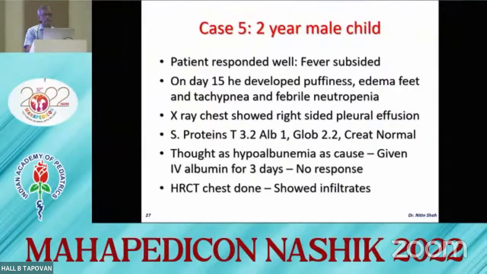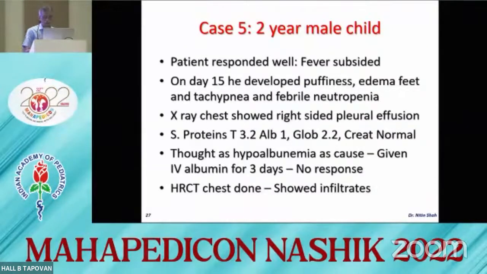Total proteins have fallen further to 3.2 and albumin only 1 gram. Creatinine is normal. So we thought hypoalbuminemia as the cause of his pleural effusion, edema, puffiness, etc. Gave him IV albumin for 3 days, but there was absolutely no response. The effusion was not becoming better and the child was becoming more tachypneic. So next is to do an HRCT to find out infection, because AMLs are very prone to fungal infections, remember.